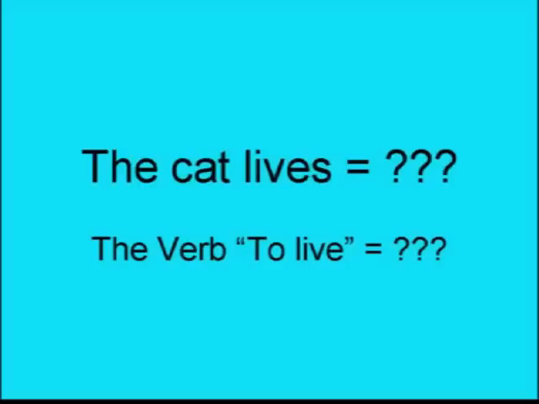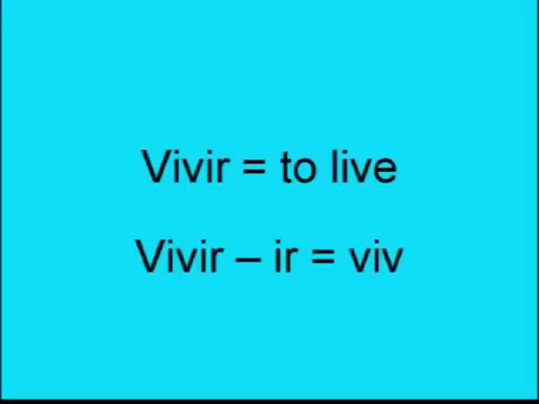If you wanted to say the cat lives in Spanish, you would first need to look in a Spanish dictionary for the word to live. You would find that the word to live is vivir. Now, vivir is an infinitive, which is a combination of a verb and to. In this case of vivir, it literally means to live. So we must get rid of that to. So now we will cut off the IR ending to get rid of the word to.